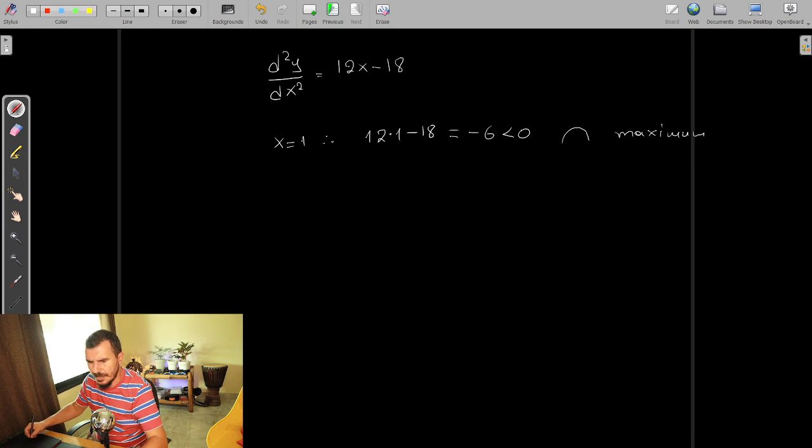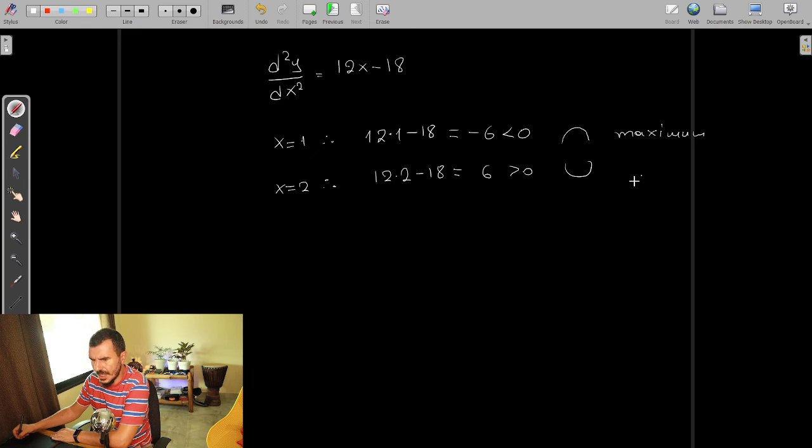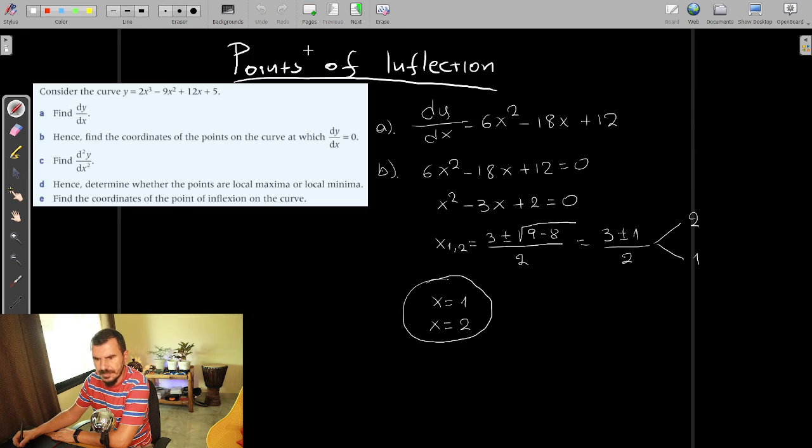Then let me see it. When x is 2, let me see what's happening. 12 times 2 minus 18 is 24 minus 18, 6, which is bigger than 0, which means it is concave up, which means I have a minimum. So easy. I think it's easy.